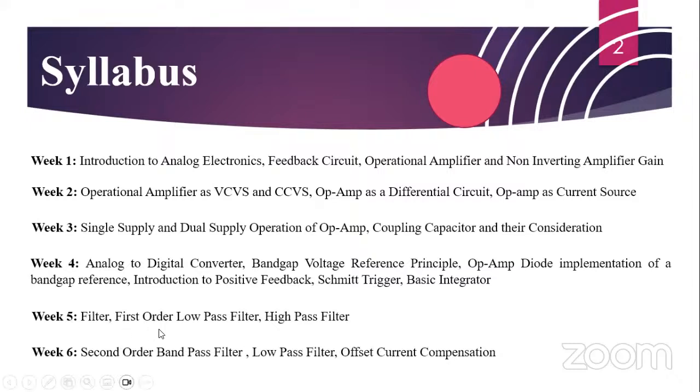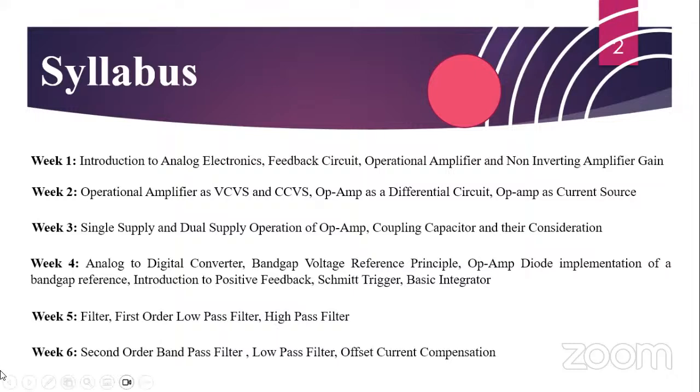Now in week 5, we discuss filters, which are the most important application when we use the operational amplifier for signaling. For example, your mobile phone. In the atmosphere, most types of signals are available, but your mobile phone will only receive some particular signals. To avoid the unwanted signals, we require filters.